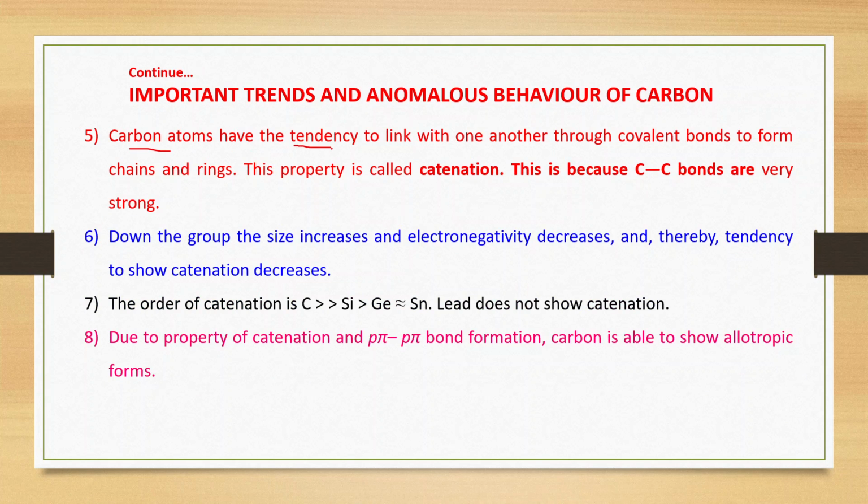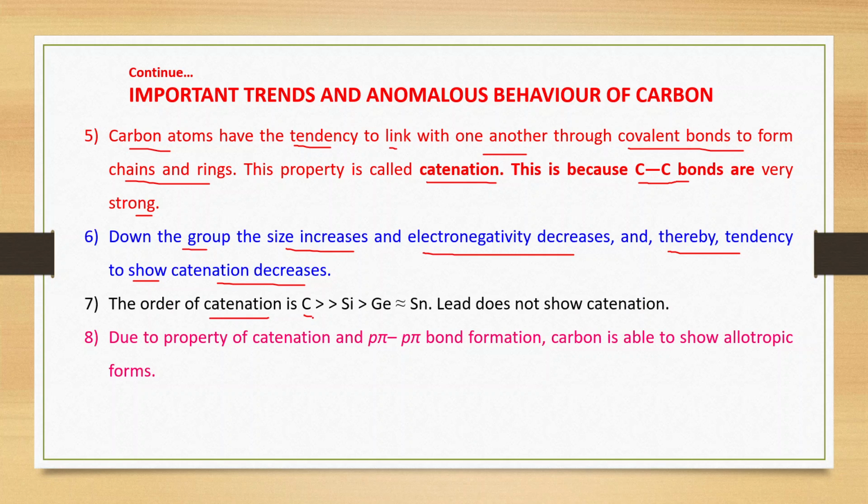Carbon atoms have the tendency to link with one another through covalent bonds to form chains and rings, and this property is called catenation. This is because carbon-carbon single bonds are very strong. Down the group, the size increases and electronegativity decreases, and thereby the tendency to show catenation decreases. The order of catenation is: carbon is the most, then it decreases to silicon, then germanium and tin. Germanium and tin have almost the same. Lead does not show catenation.